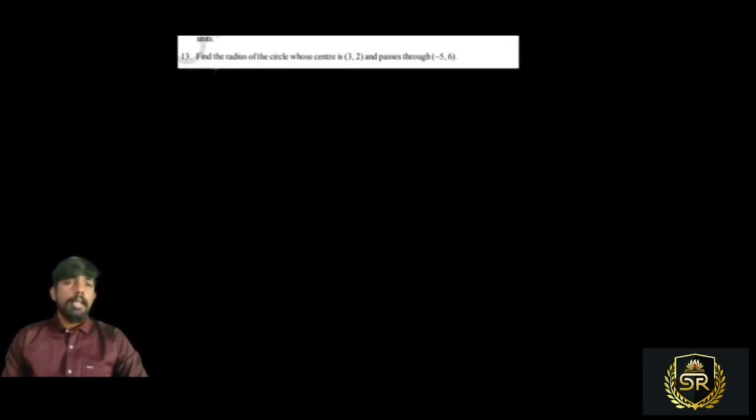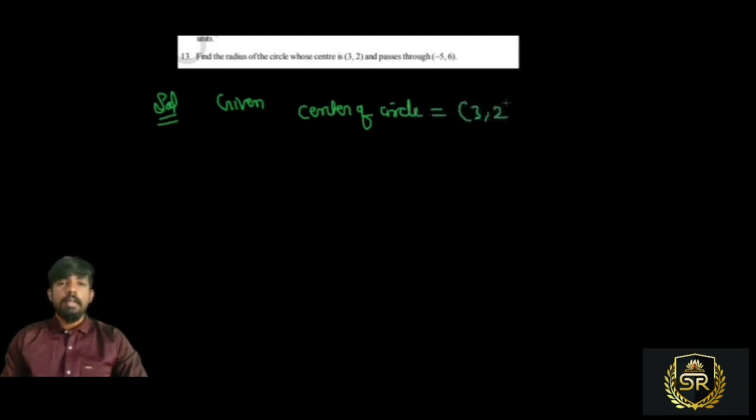The 13th problem is: find the radius of the circle whose center is (-3, 2) and passes through (-5, 6). What is given first? The center of the circle is (-3, 2), and one point lies on the circle, which is (-5, 6).